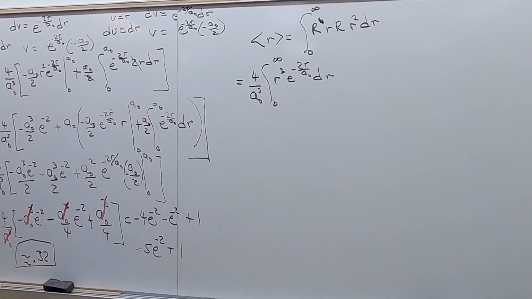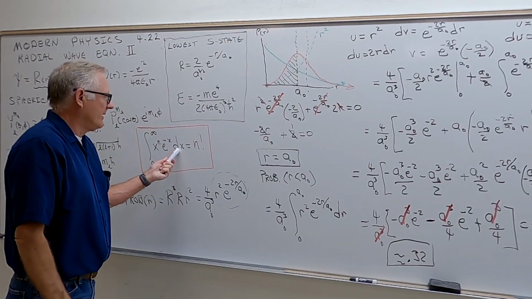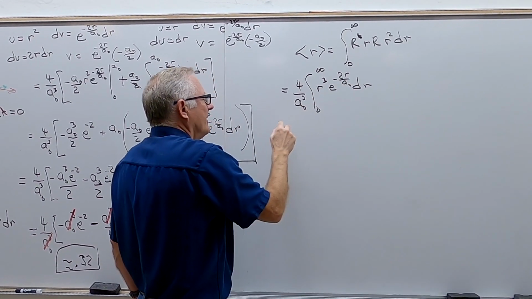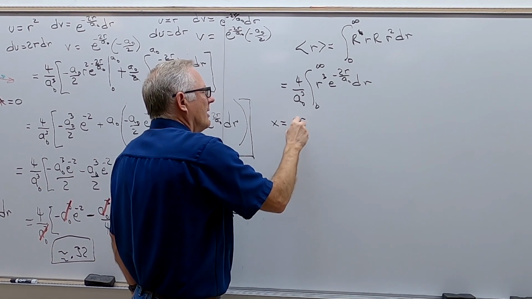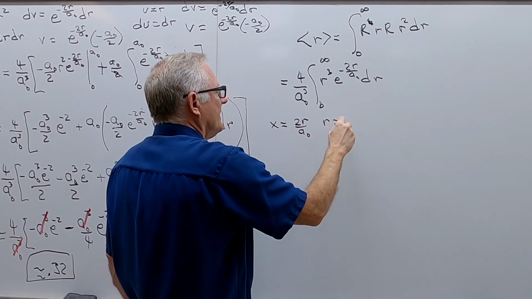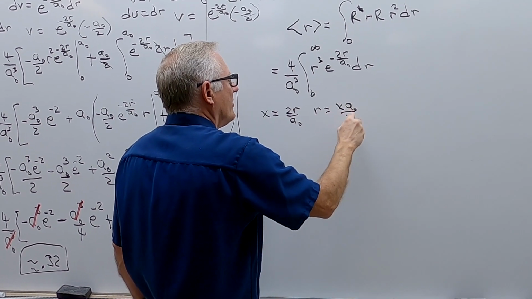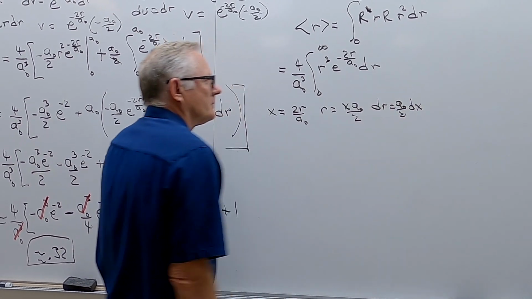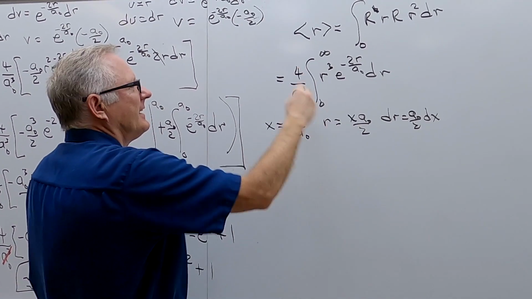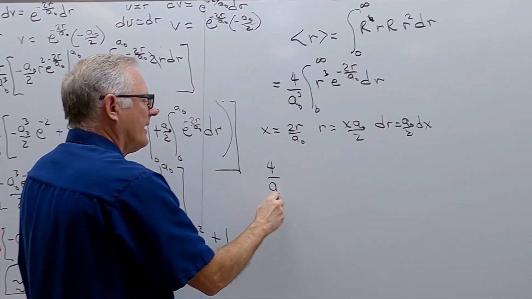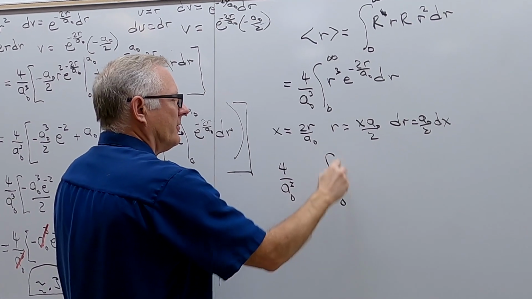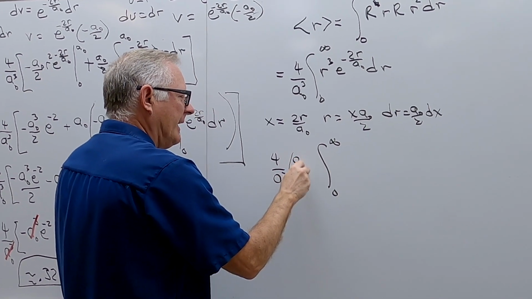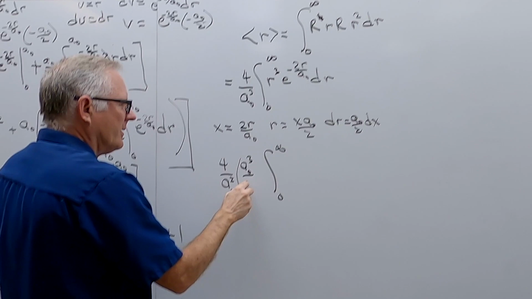Again, I want my integral to look like this so I can take it really easy. So we let all of this be x, this 2R over a naught. So x is equal to 2r over a naught, or r is equal to x a naught over 2, or dr equals a naught over 2 dx. So plugging these in, we get 4 over a naught cubed, 0 to infinity, r cubed, this cubed, I'll pull out the a naught cubed over 2 cubed, I guess I'll just call it 8.